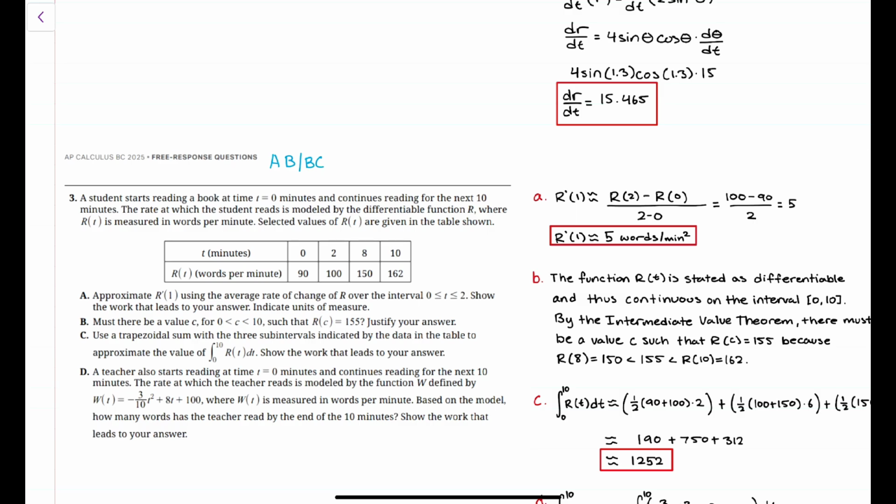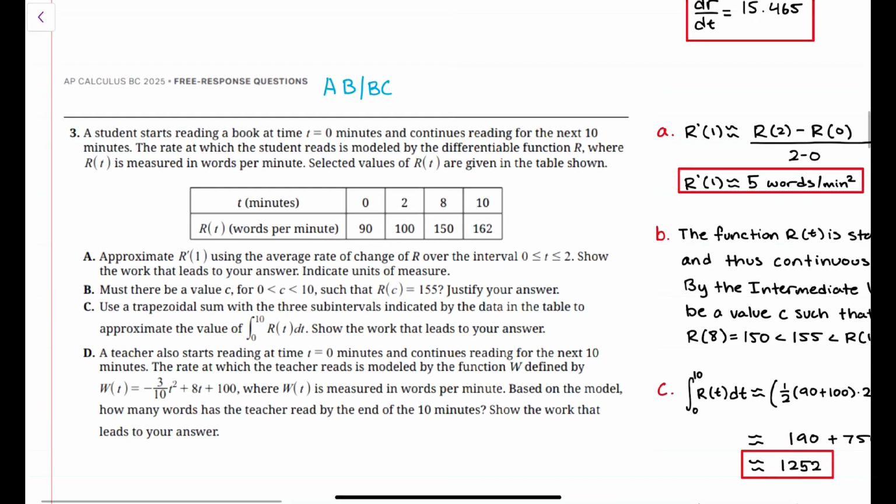So FRQ3 is an AB and BC FRQ. We're given a table of t in minutes and r of t in words per minute, and we're asked to approximate r prime of 1 using average rate of change.